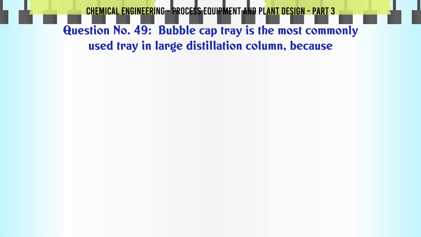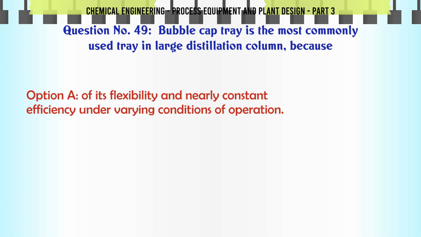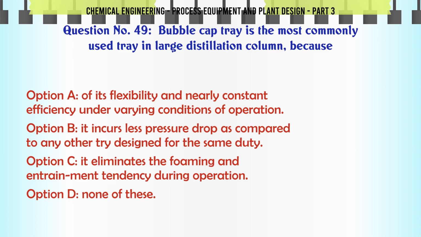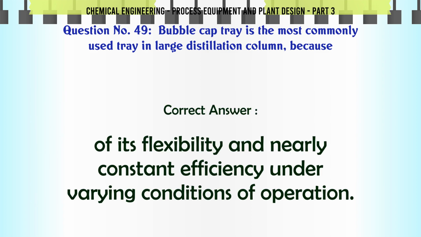Bubble cap tray is the most commonly used tray in large distillation column because A. of its flexibility and nearly constant efficiency under varying conditions of operation. B. it incurs less pressure drop as compared to any other tray designed for the same duty. C. it eliminates the foaming and entrainment tendency during operation. D. none of these. The correct answer is of its flexibility and nearly constant efficiency under varying conditions of operation.